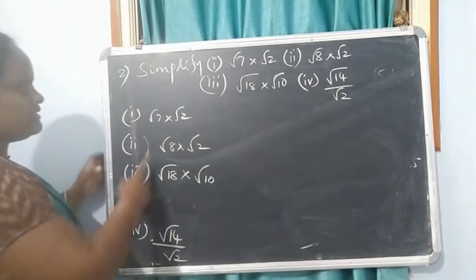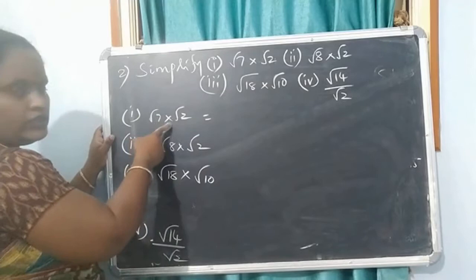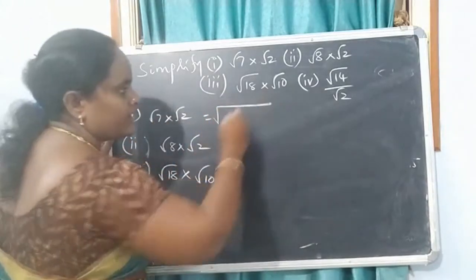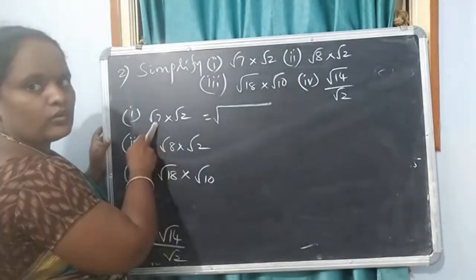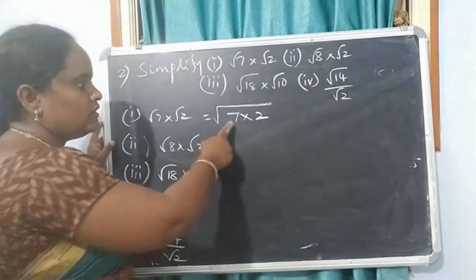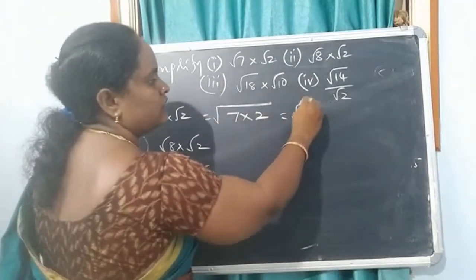Now see the first one. Whenever you have the product of two irrational numbers like this, the roots can be written as one root of what are the numbers under the root? 7 and 2. Those can be multiplied under the same root. So 7 into 2 is 14. So root 14 is the answer.